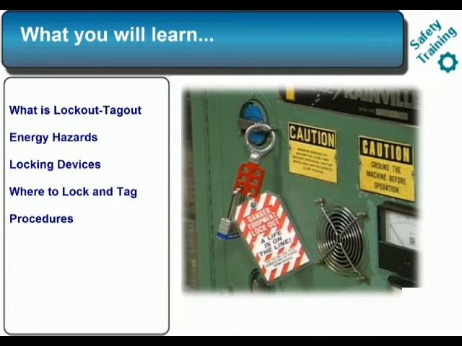In this course you will learn what is lockout and tagout, types of energy hazards, types of locking devices, where to place locks and tag, the steps for lockout tagout, and how to restore from lockout.